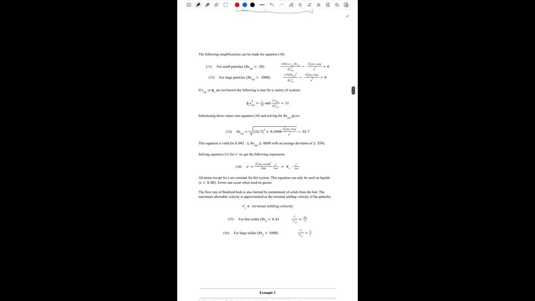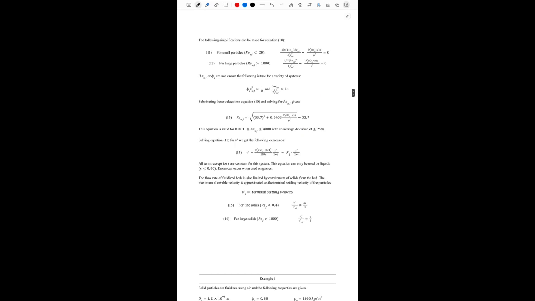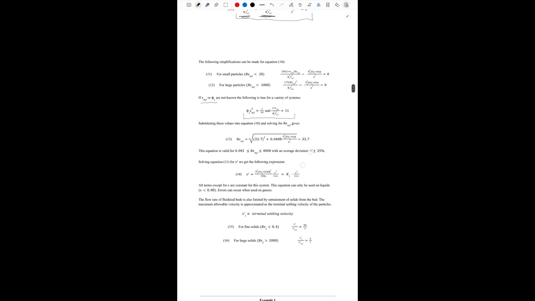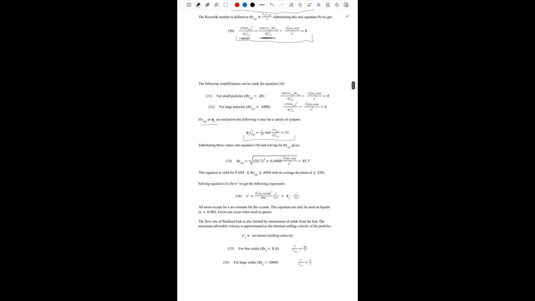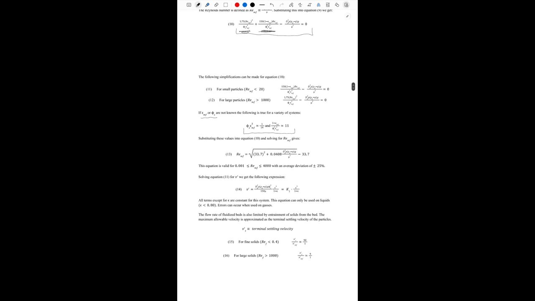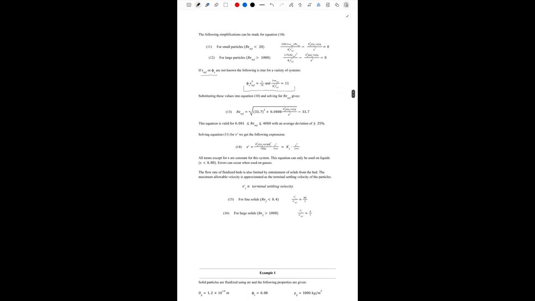to get equation 12. Now, in some cases, you won't know the minimum fluidization porosity or the shape factor, but for a variety of systems, these two equations here will allow you to still calculate the Reynolds number. By substituting these two values into equation 10 and solving for Reynolds number, we can develop equation 13.